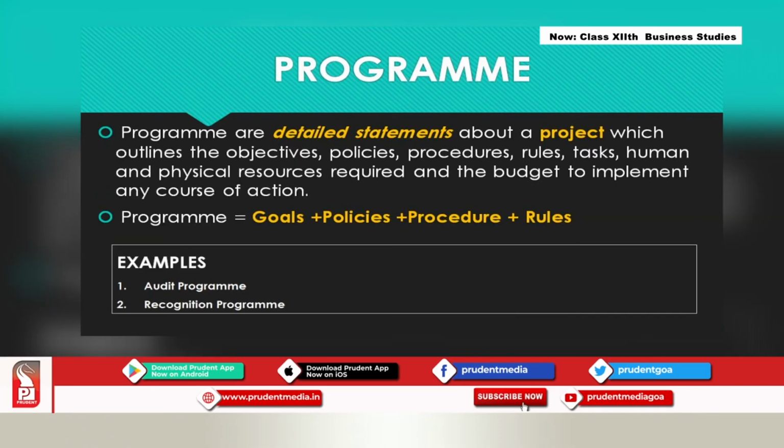The next type of plan is program. Programs are detailed statements about a project which outline the objectives, policies, procedures, rules, tasks, human resources, physical resources, and a budget to implement any course of action. In short, we can say program is all about the goals, policies, procedures, and the rules. Examples: audit program, recognition program.